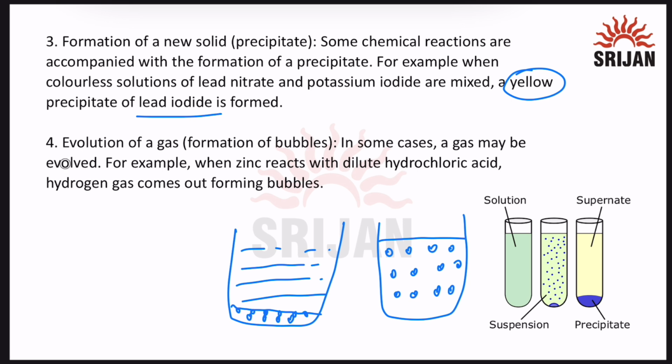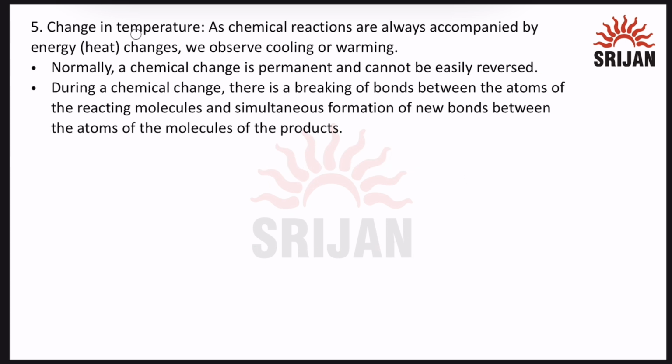The fourth point is evolution of gas. You can see if the evolution of gas is happening or not. Formation of bubbles. In some cases, a gas may be evolved. For example, when zinc reacts with HCl, we get hydrogen gas. The fifth change which you can identify is temperature.